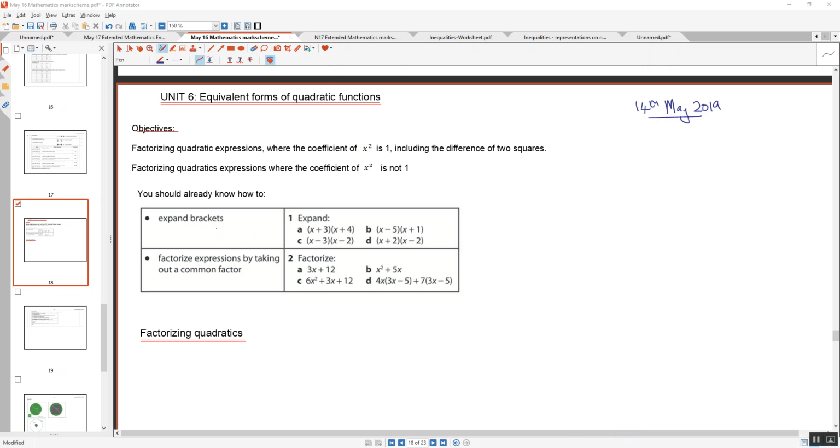that you should already know how to do, so expanding brackets, and also factorizing expressions by taking out a common factor, okay? So what I want you to do is have a quick go at these 4 questions, expanding, and then have a go at the factorizing ones, okay? There's 8 questions, 8 minutes.